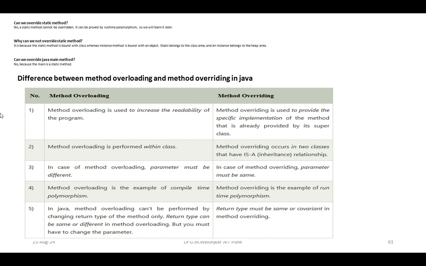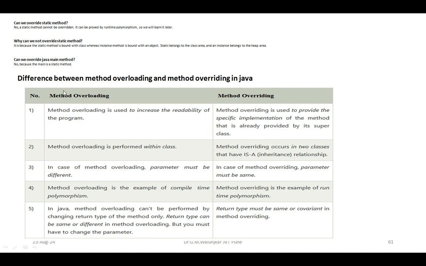In short, now we'll see a few points. Can we override the static method? No, we cannot override a static method, since overriding goes by runtime polymorphism. Why can't we override a static method? Because a static method is bound with the class, whereas an instance method is bound with an object. Static belongs to the class area and instance belongs to the heap area. Can we override the Java main method? No, because the main method is a static method.